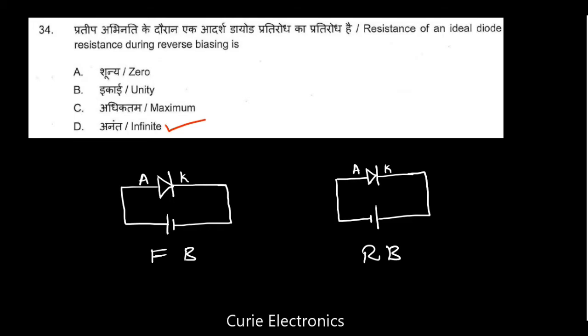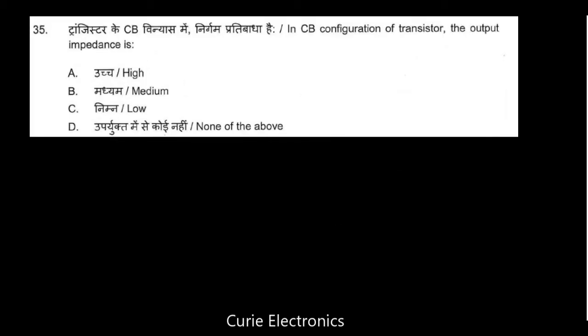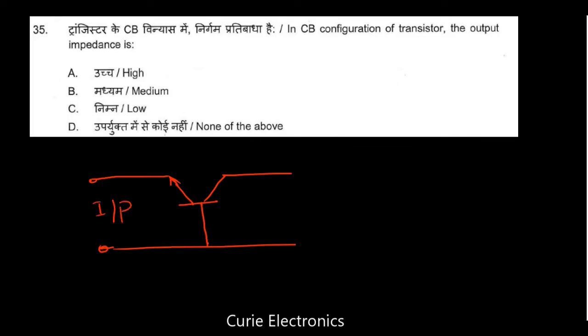Question number 35. In common base configuration of a transistor, the output impedance is, we have a transistor, the base is common for input as well as output. Between emitter and base we apply the input, and between base and collector we take the output. In a common base configuration, the output impedance is high.